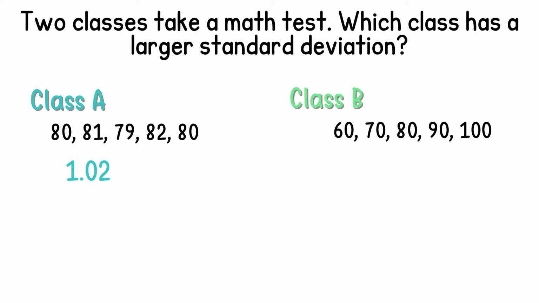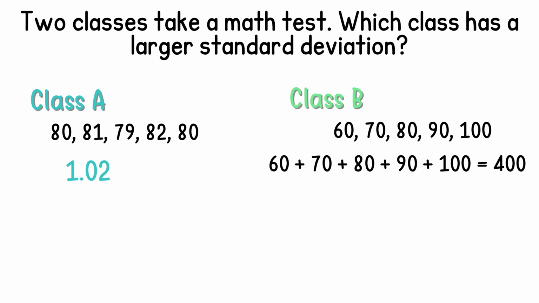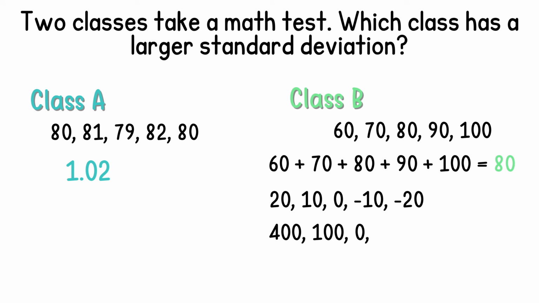Now let's look at class B. First we need the mean, so we'll add all of our numbers up, giving us a total of 400, and dividing by the 5 scores, giving us a mean of 80. Subtracting this from each data point will give us 20, 10, 0, negative 10, and negative 20. Now we'll square each term, which gives us 400, 100, 0, 100, and 400.